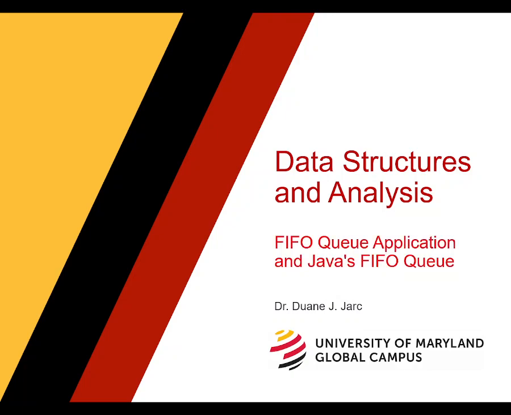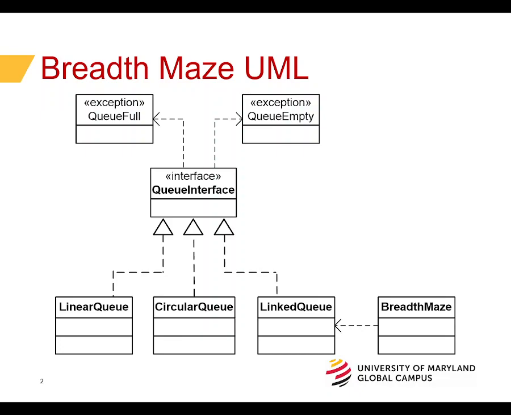Having looked at various implementations of the first in, first out queue, let's now consider one application and then discuss the implementation used by the Java Collection Framework. We begin with the UML diagram of the application that we have chosen to illustrate the use of a first in, first out queue. It is a variation on the maze search example that we used to illustrate recursion.